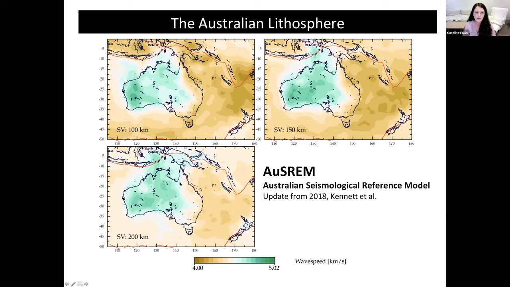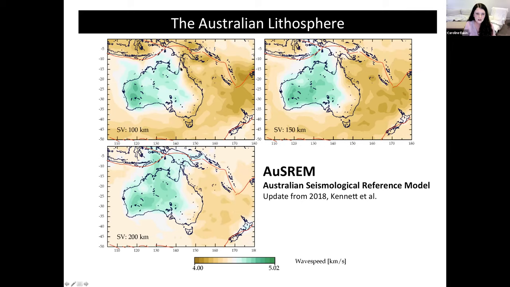Here I'm showing some images of the Australian lithosphere from the Australian Seismological Reference Model, or AuSREM for short. We're looking at different depth slices of seismic tomography, and we're looking at the wave speed of the vertically polarized shear waves. For those who are not used to looking at seismic tomography, the green colors here represent faster velocities. We see these green colors in the central and western portion of Australia, and that's representing where we have the lithosphere. We're seeing the faster velocities in the lithosphere, and the warmer colors, the slower velocities, representing the asthenosphere.